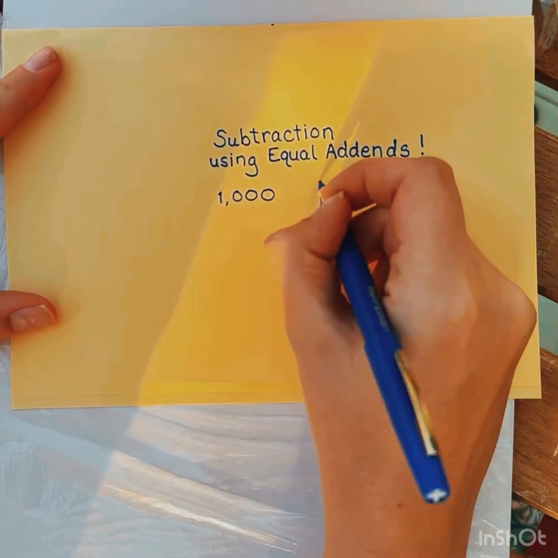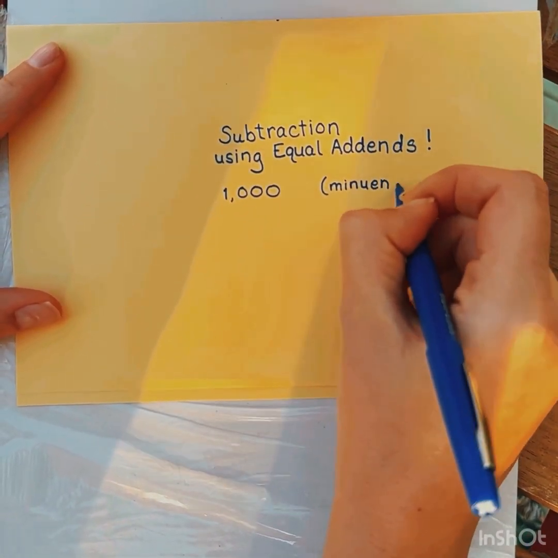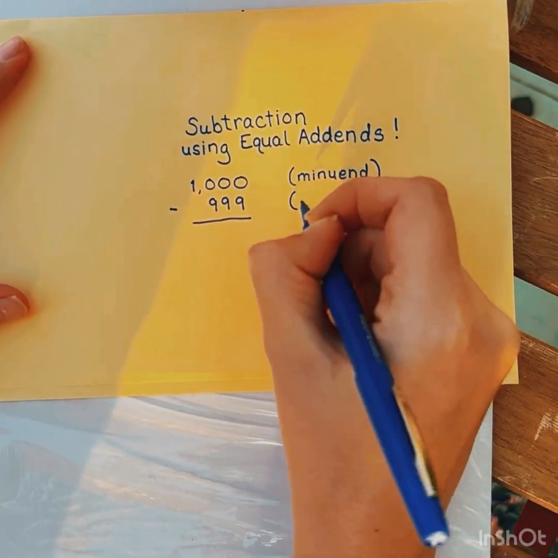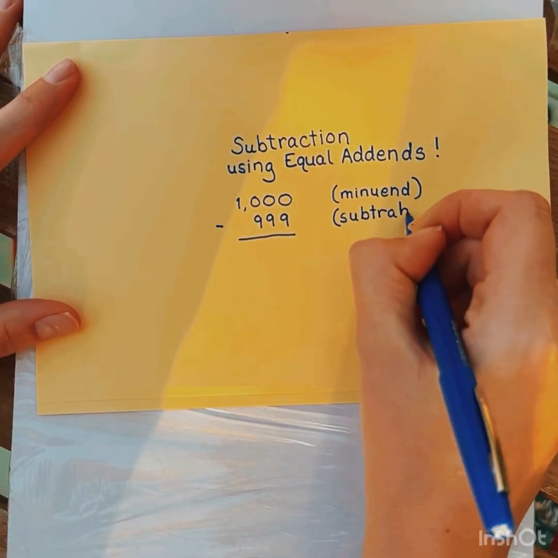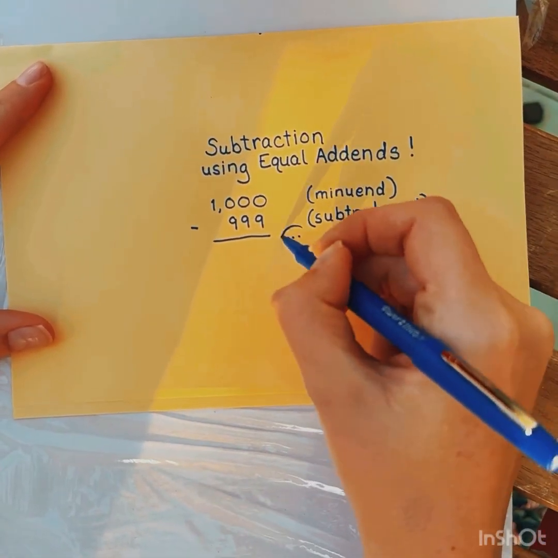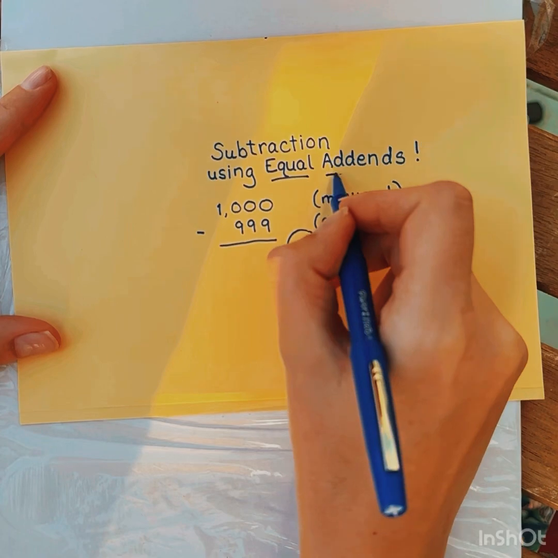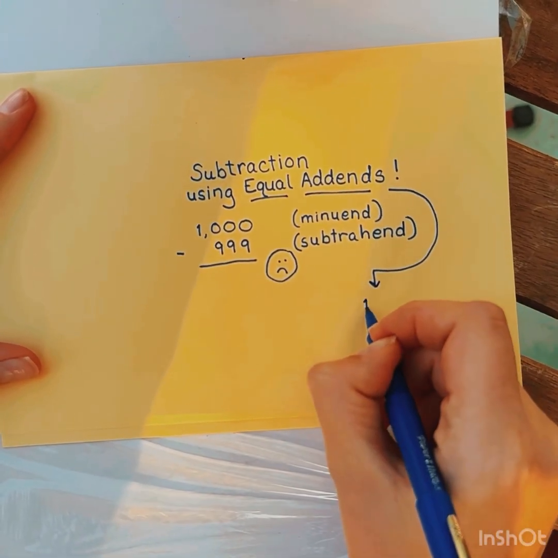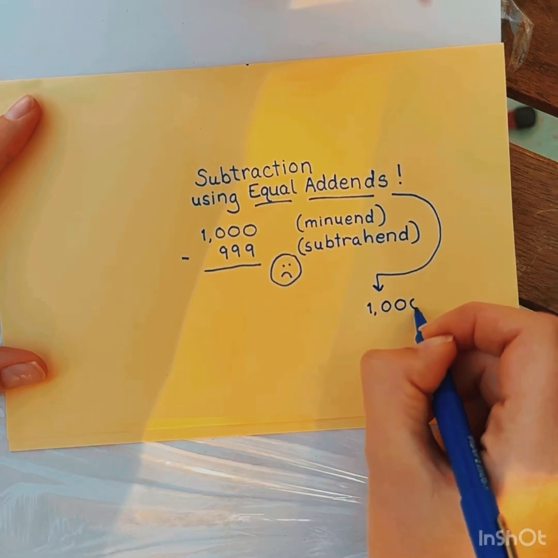Getting into subtraction using equal add-ins, we have 1,000 as our minuend and 999 as our subtrahend. We don't like this problem because it would require us to do 0 minus 9, which doesn't make sense. Equal add-ins is a perfect method to solve that.